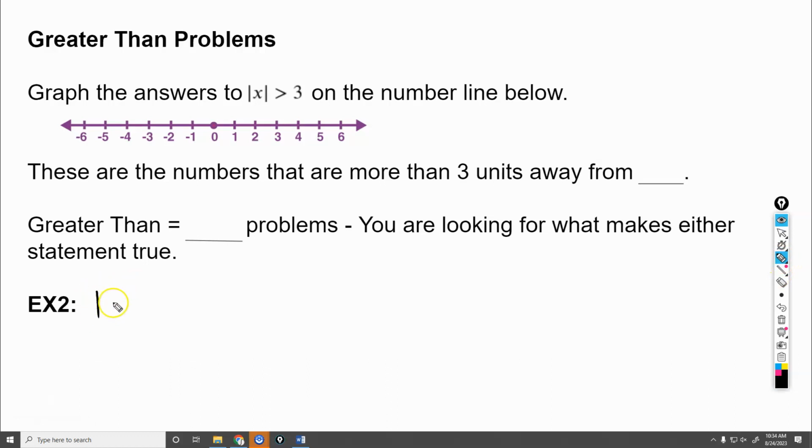Okay, absolute value of 7 minus x over negative 2 is less than negative 3. There's a trick to this one. I'm trying to see if you remember this.